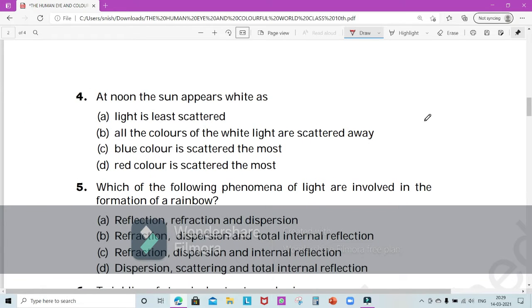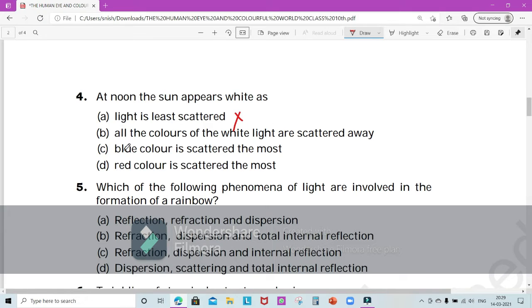Yeah, this is better. At noon, the sun appears white as. So at noon, the sun appears to be white. What is the reason? So let's go through the options. Let's see the first option. Light is least scattered. See, we are able to see various colors like red or the blue color of the sky because of the scattering. So if light is least scattered, it will appear just dark, right? When there is no scattering, that's why for the astronauts as well, the color of the sky is just dark. It's just black, right? So this can be the answer.